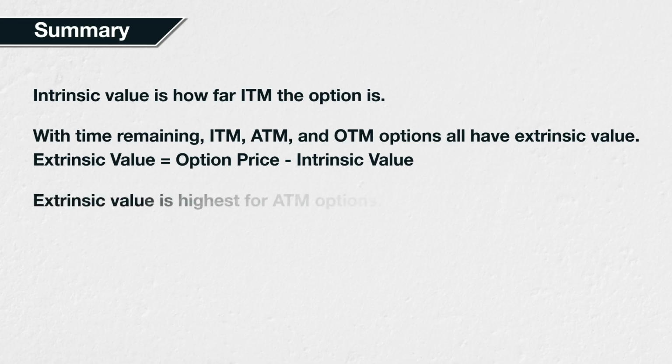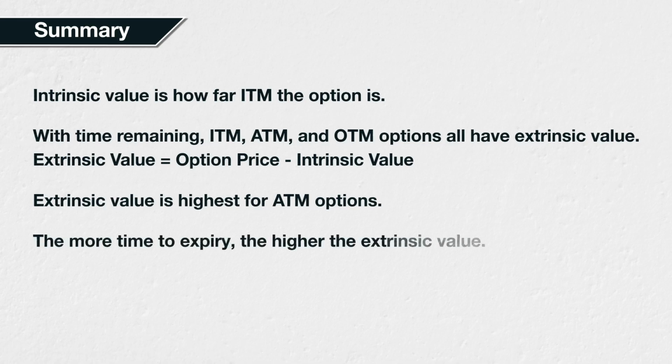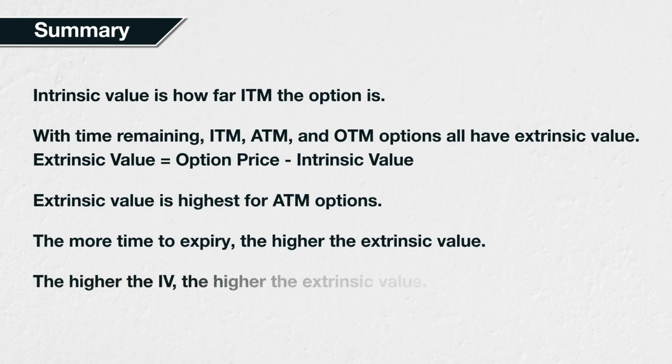Extrinsic value is usually highest for at the money options, decreasing in both directions away from the at the money strike. All other things being equal, the more time to expiry, the higher the extrinsic value of the option will be. And all other things being equal, the higher the implied volatility, the higher the extrinsic value of the option will be.